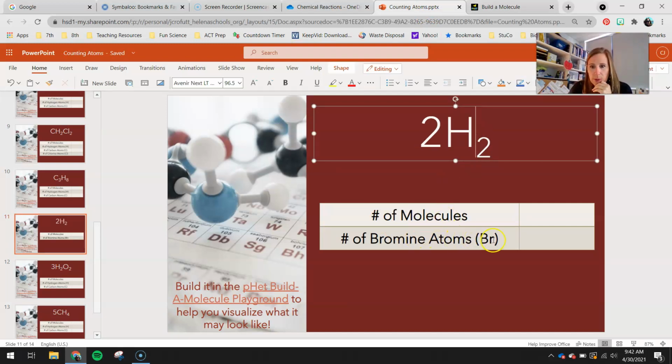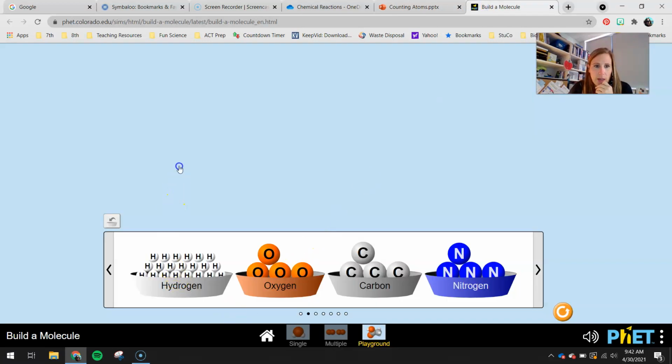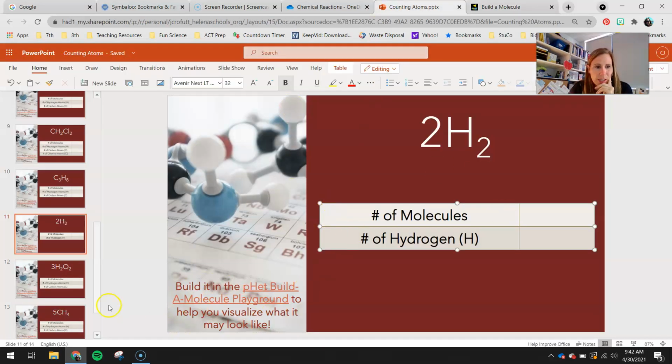There we go. So this is going to be the number of hydrogen atoms for you guys. So that one you guys have enough to build, so you can say, all right, here's 1 molecule of hydrogen. Here's a second molecule of hydrogen. How many total atoms do we have? 1, 2, 3, 4. Okay, so that kind of shows you guys just a little bit on how you can use the PhET Build a Molecule Playground.